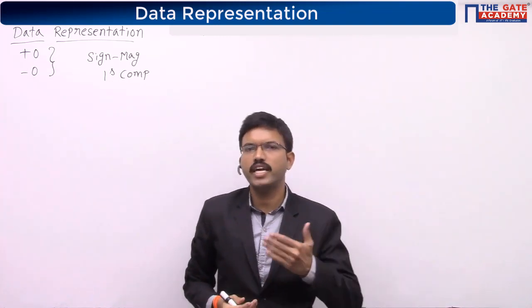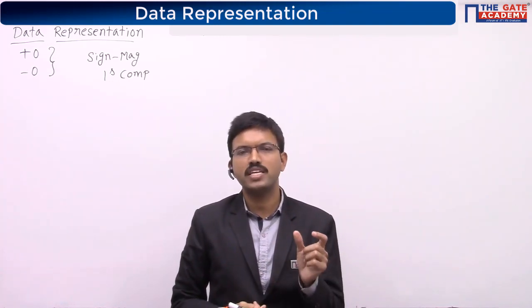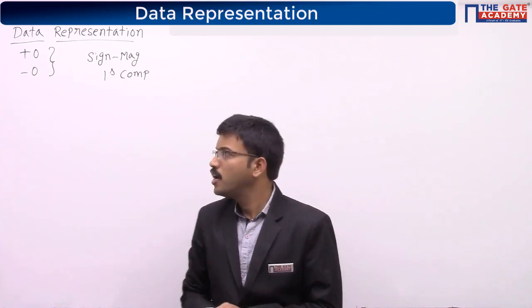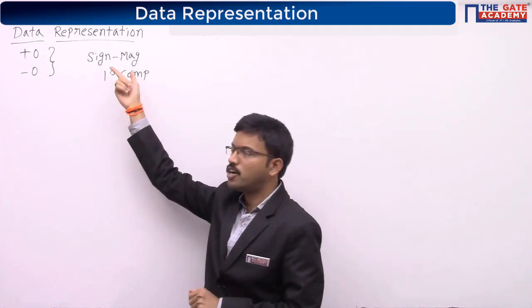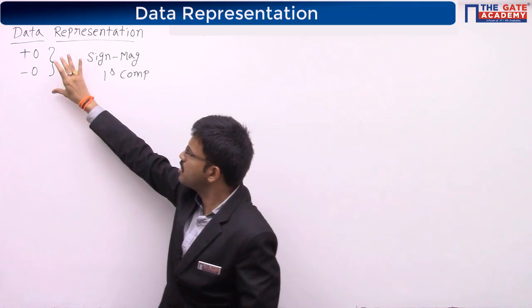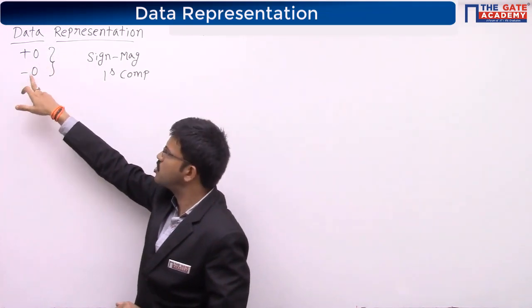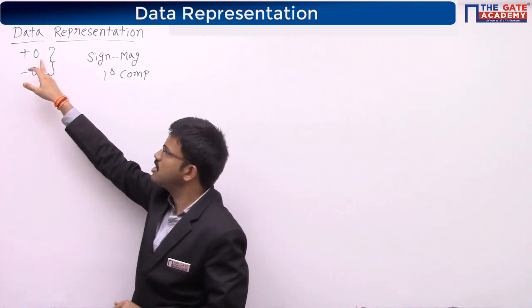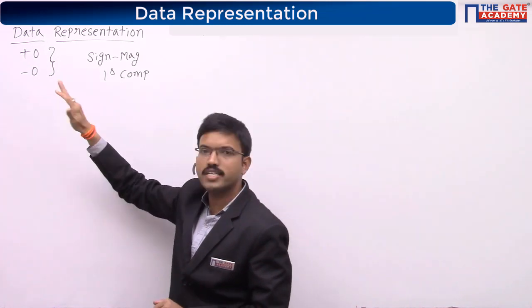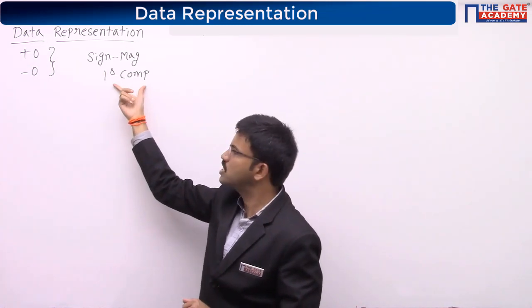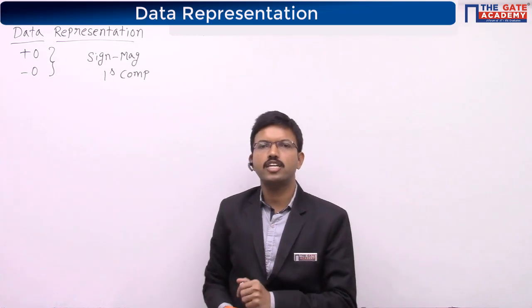Because in our daily life, we consider both +0 and -0 as 0 itself. But in Sign Magnitude form or 1's complement form, we have two different representations for +0 and -0. That means it considers +0 as some number and -0 as some other number. That's why we never use these two forms while doing arithmetic operations.